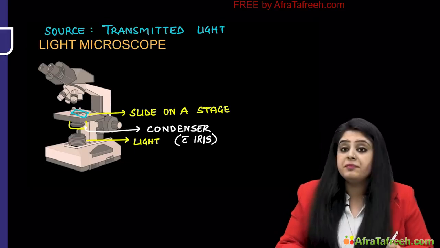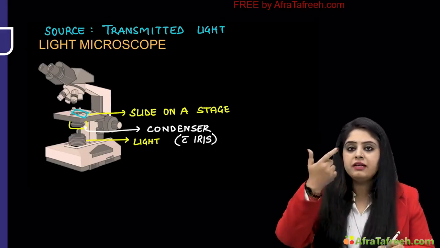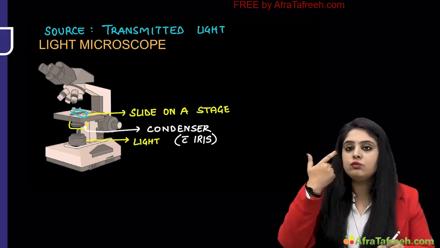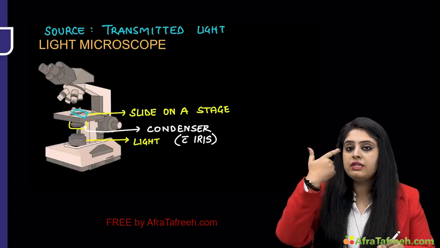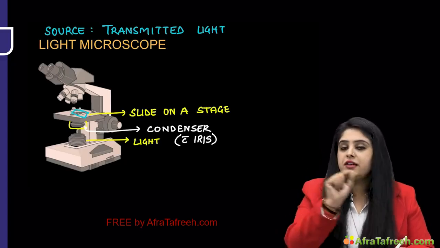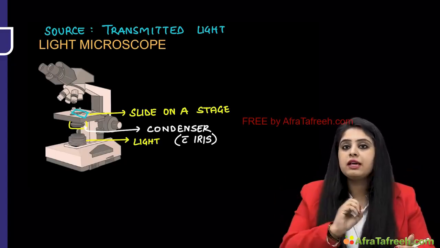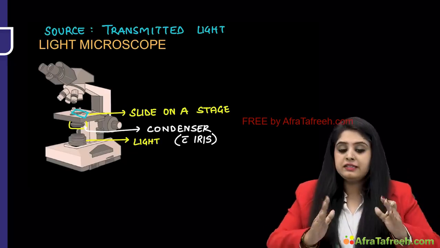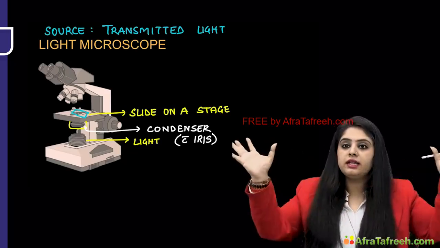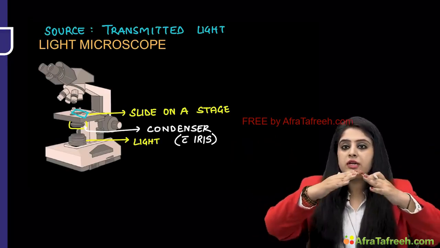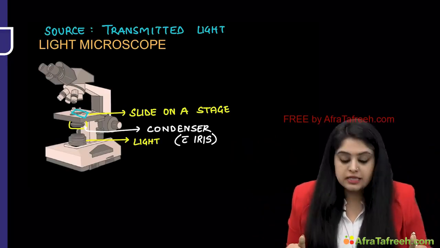Iris means diaphragm. If you've ever noticed, when light goes into our eyes, what do we study? That light goes into the eyes and there's an iris which is going to regulate. Same way, this is a condenser. I can open and close it. If I open it, a lot of light will come. If I close it, light will stop coming. So basically, it's condensing. Light was going all here and there. Now it's going to condense it. So that is what I call a condenser.